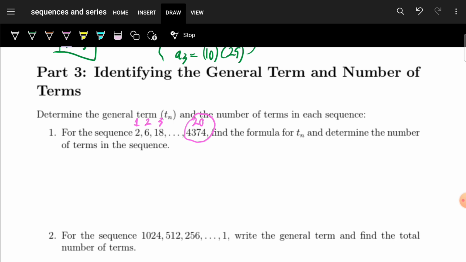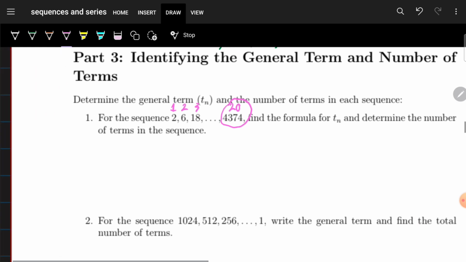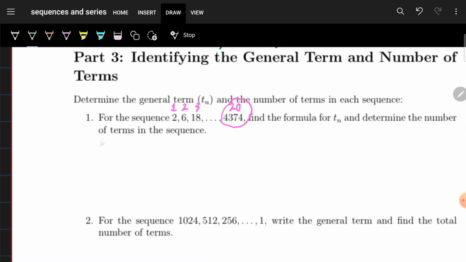Okay, how can we do this? Well, first, let's find a formula for Tn. Tn, or An, again, they're interchangeable, is equal to the first term, 2, times the common ratio. What's the common ratio here? 2 times 3 is 6, and 6 times 3 is 18. So the common ratio is 3, and we have n minus 1. So this is the general term expression.